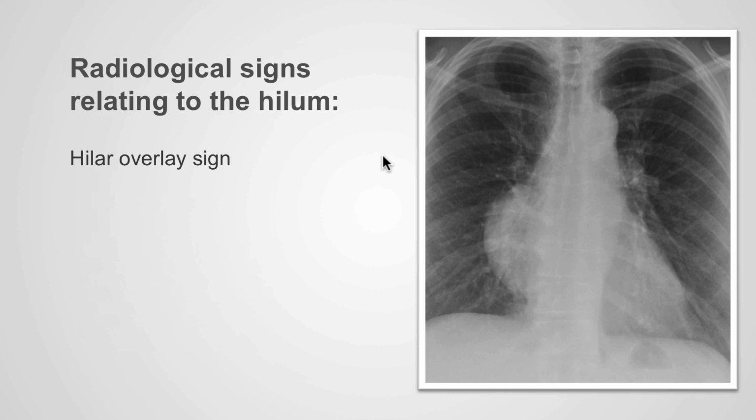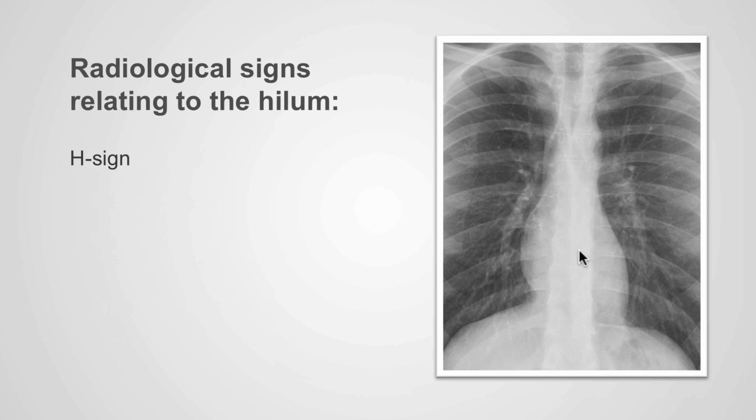There is a sign related to the hilum, and this is called the hilar overlay sign. What the sign says is that if we can identify the pulmonary artery branches and the pulmonary hila distinct from a mass within the central portion of the thorax, then the mass has to lie either anterior or posterior to the hilar region. If the mass was originating from the hilum, then we would have a silhouette with the pulmonary arteries, and the pulmonary arteries would not be identified as separate structures.